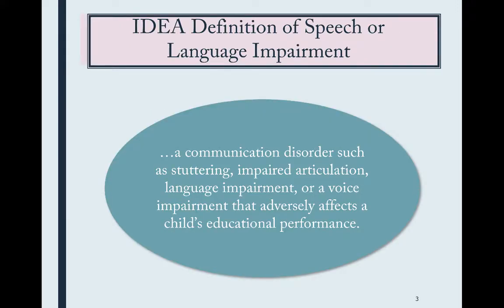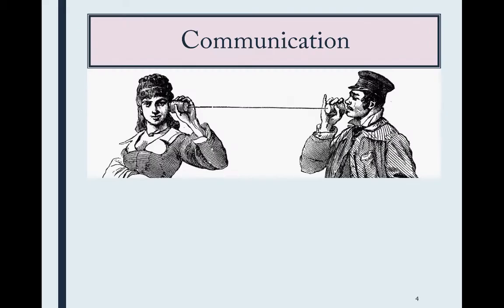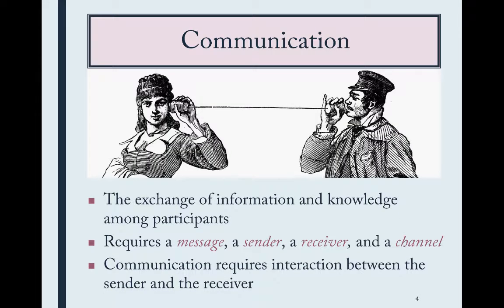So, what is the Individuals with Disabilities Education Act definition of children with speech and language impairment? The definition we have is that these children have a communication disorder such as stuttering, impaired articulation, a language impairment, or a voice impairment that adversely affects a child's educational performance. So we need to define communication. So let's define some of these terms.